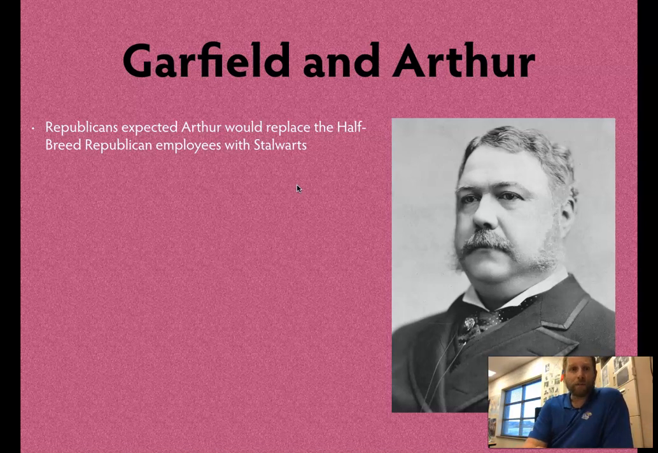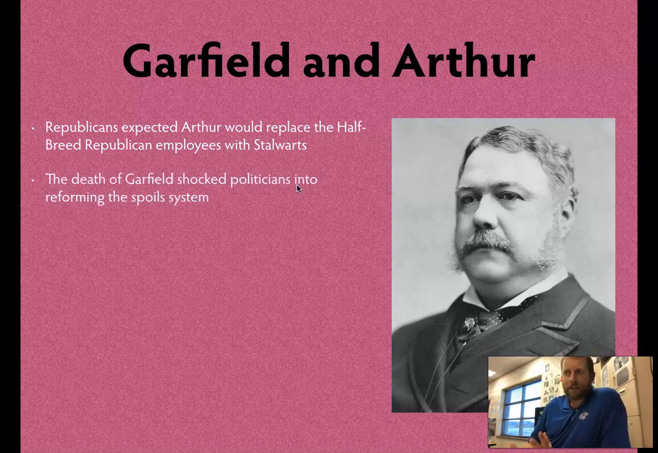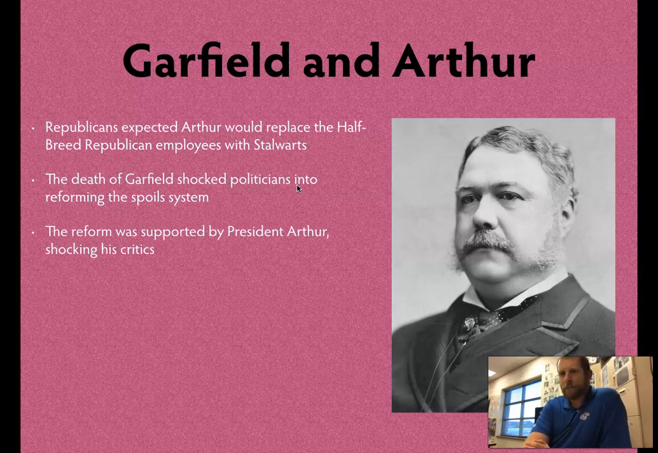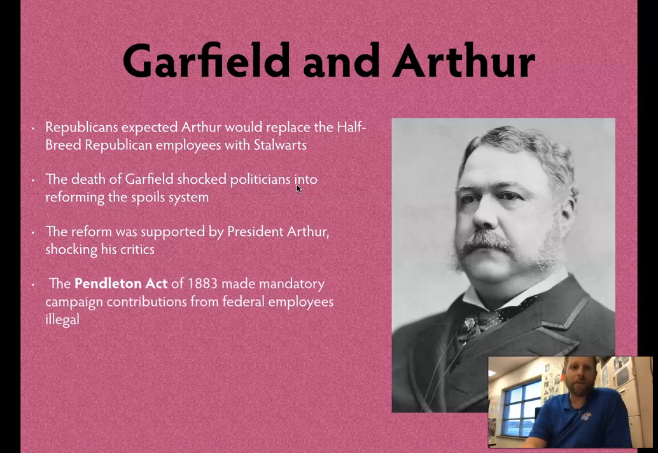they thought that Arthur was going to do his thing. But he really shocked politicians, himself and others, to change the system, to get rid of the spoil system, which traced back all the way to 1828, 1829, with the election of Andrew Jackson. And so reform was supported by President Arthur, shocking his critics, shocking some of the people that were even on his side, who were members of the stalwart faction of the Republican Party.